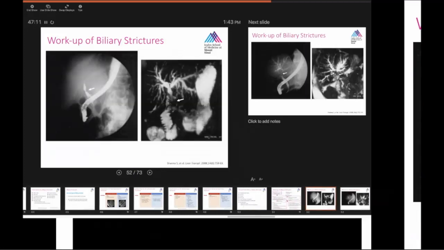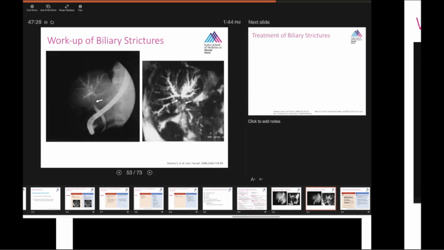So this is an anastomotic stricture. So you can see it's very localized, very short. Here it looks long, but it's very smoothly tapering and it kind of disappears there. This is a longer stricture, so this is a non-anastomotic stricture, and here you see it's just a long segment.